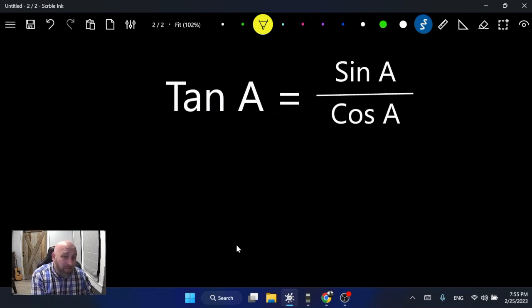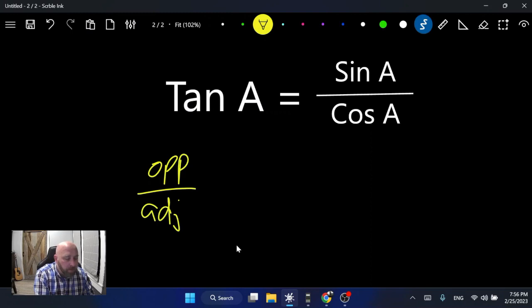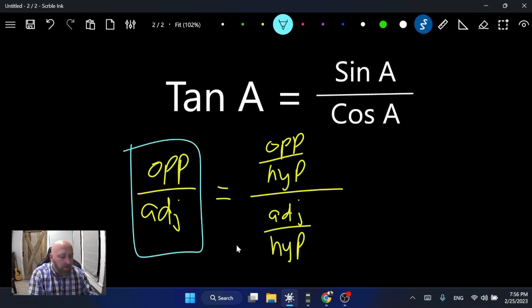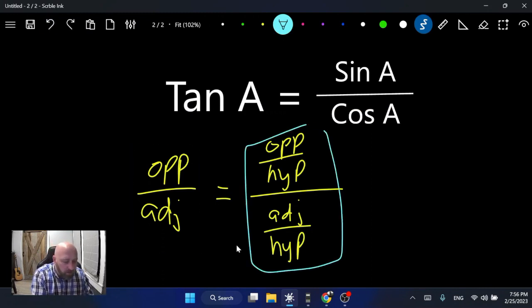Let's do this one using SOHCAHTOA. So using SOHCAHTOA, what does tangent equal? Tangent equals opposite over adjacent. And now we say that equals, what does sine equal with SOHCAHTOA? Opposite over hypotenuse, over cosine. What does cosine equal? Adjacent over hypotenuse. Let's leave this side alone for right now and let's solve this side.